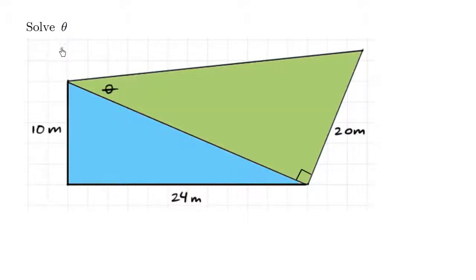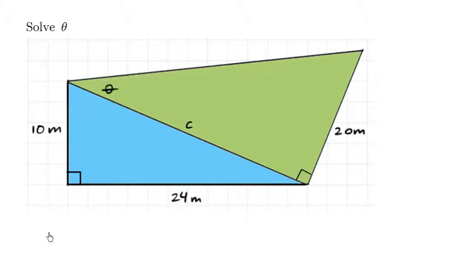Let's solve for theta in this trig problem. What we have here are two right angle triangles, and it looks like we don't have enough information to solve this angle here. So what we're going to do is find this length here. We'll just call this C, and we can use the Pythagorean Theorem to solve for length C.